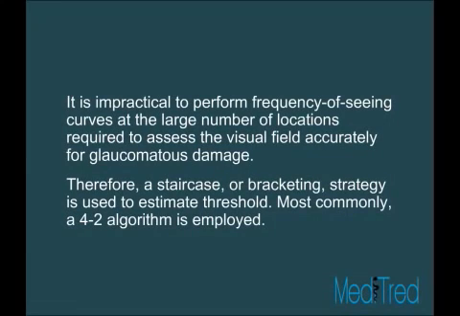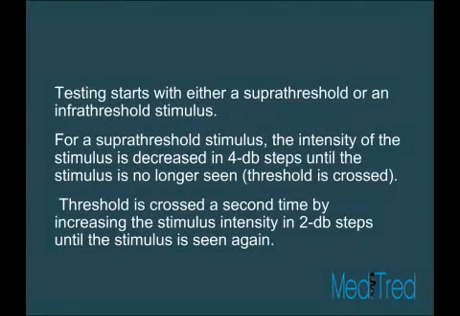It's difficult, however, to perform these types of curves at a large number of locations, so a staircase or bracketing strategy is used to estimate the threshold. Most commonly, an algorithm moving in brackets of 4 and 2 decibels is employed. Testing starts with either a suprathreshold or an infrathreshold stimulus, and the intensity of the stimulus is changed in 4 decibel steps until the stimulus is no longer seen, which means that the threshold has been crossed. The stimulus then reverses, becoming brighter in 2 decibel steps until the stimulus is seen again.